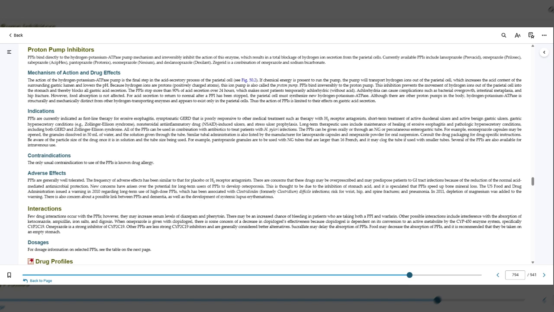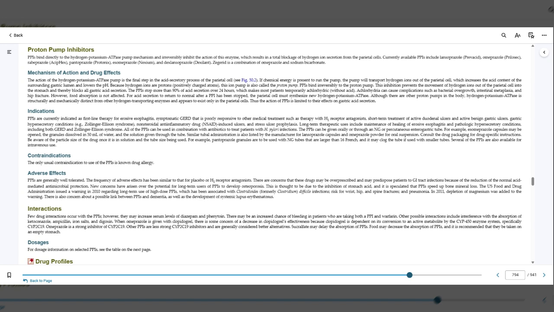The indications for this are more severe, when I have erosive esophagitis, symptomatic GERD that hasn't been receptive to either my antacids or my H2 receptor antagonists. Also, if I have some short-term treatment for duodenal ulcers or active benign gastric ulcers, or if I have a patient who's had gastric hypersecretion conditions. Also can use it for stress ulcer prophylaxis.